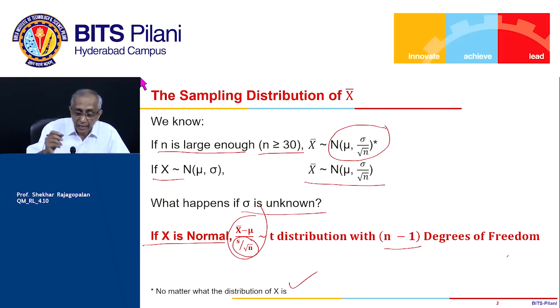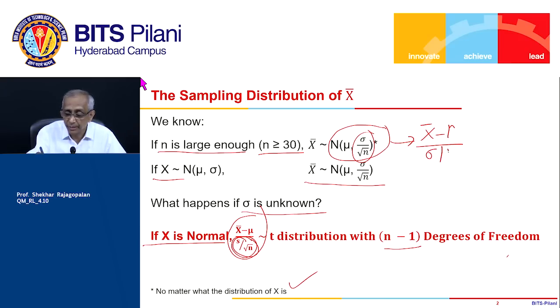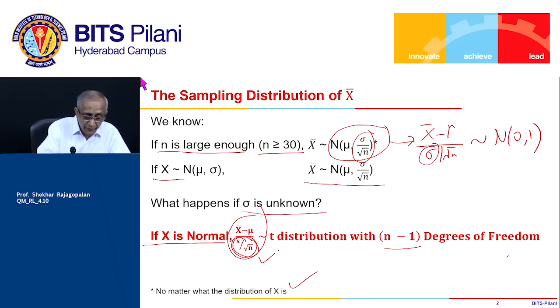Notice that in the central limit theorem, we have sigma by root n. Out here, what we have is S by root n. Right? Because in this case, I can write this as X bar minus mu over sigma by root n, which is normal with 0, 1. Similarly, by replacing sigma by S, we get this T distribution, provided the base population X is normally distributed.